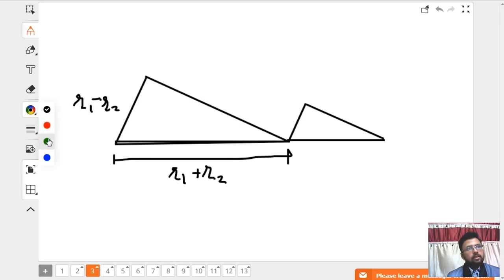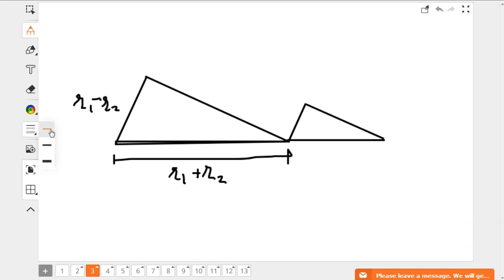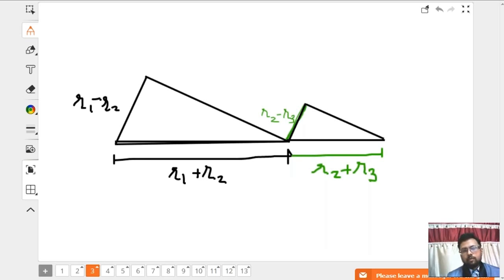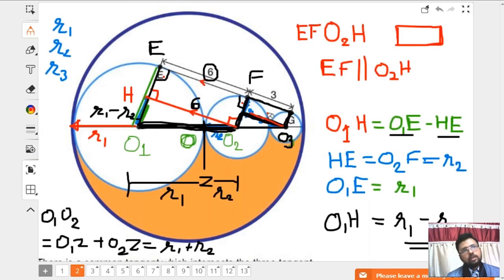As I said, your homework. You have to do exactly the same way. The way you solve for this one, there's no difference at all. So this side becomes R2 minus R3, and this side becomes R2 plus R3. This side was 6, and because of the rectangle, this side is 3.